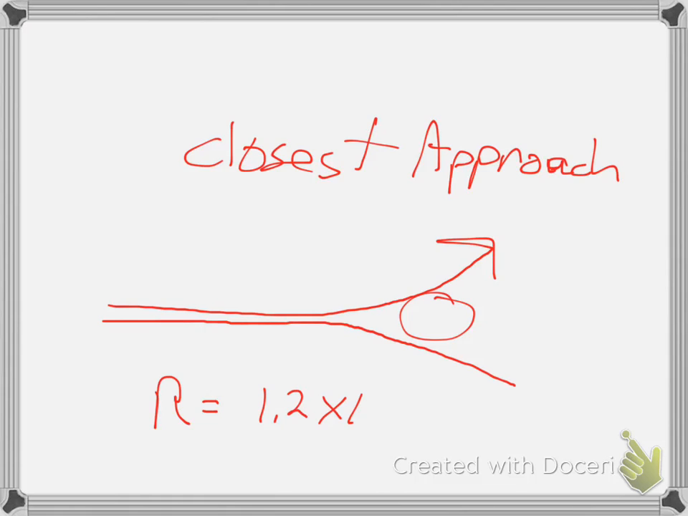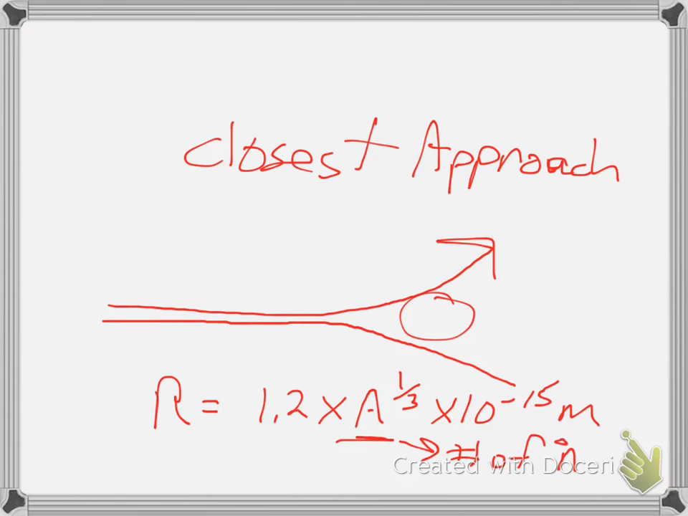It's not 1.2 times A to the 1/3 times 10 to the minus 15th meters, where A is the number of neutrons and atomic mass 1, so you can't do that. They're neutrons and protons. Okay, so your opening problem has one like that, and I'm going to try to approach that and give you a little bit of setup for that.